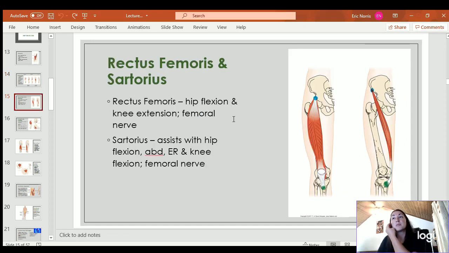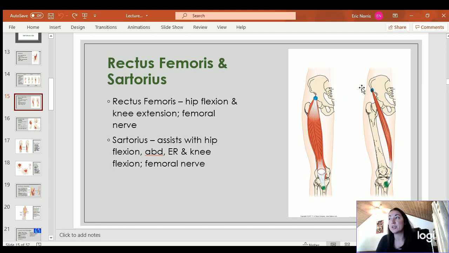With the rectus femoris and the sartorius, we have the femoral nerve innervating both of those muscles, just like pectineus. But the rectus femoris, remember, it's the only one of the 4 quad muscles that passes the hip joint. The others connect lower and are not a 2-joint muscle. But this one is, and it allows the hip to flex as well as knee extension. Of course, knee extension is the primary movement of the quads.